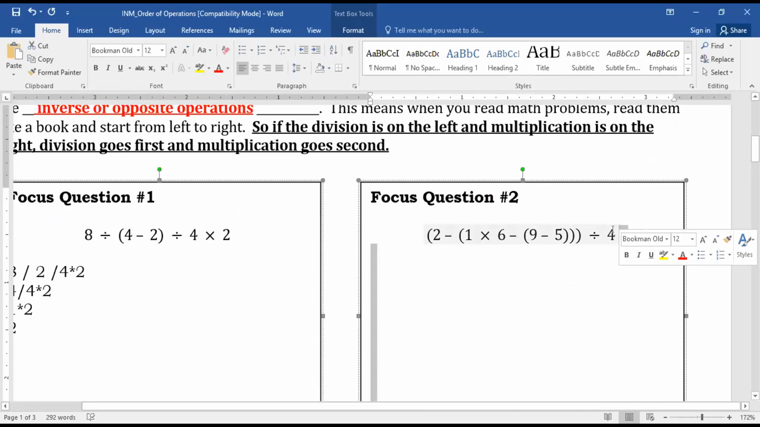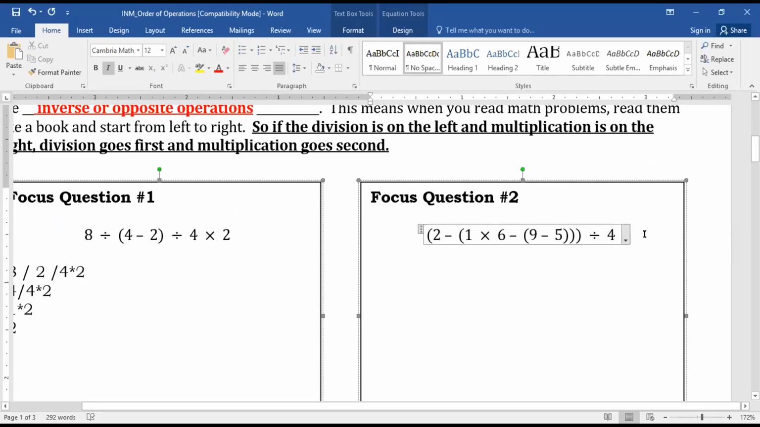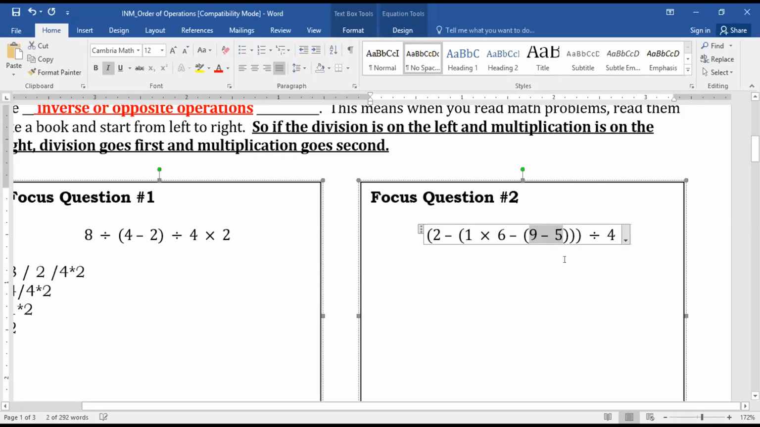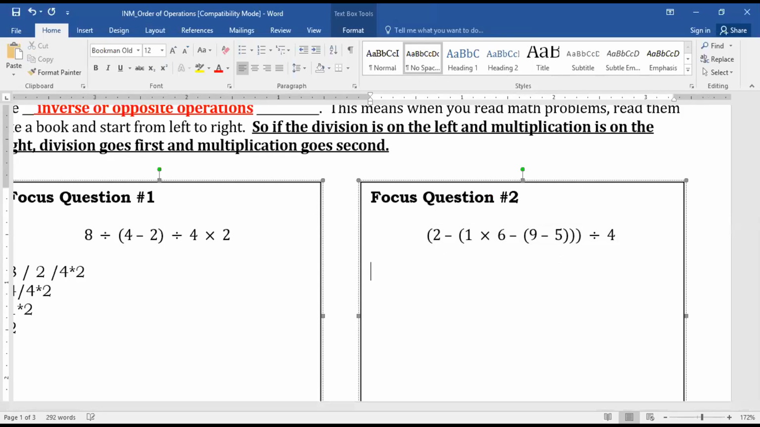Anybody have any questions so far? So if you look at this next problem, focus question 2, there's 3 different sets of parentheses there. Anytime you see something like that, we have to start with the one that's on the inside the furthest. So we got to do that one first, 9 minus 5 first. And then we just do them in order until we work our way out of all the parentheses.